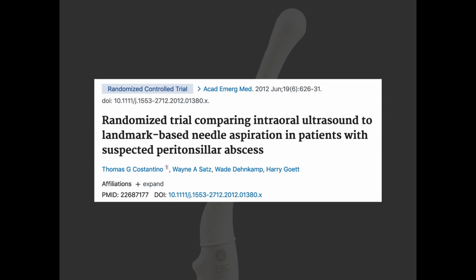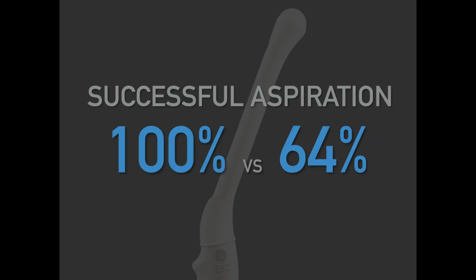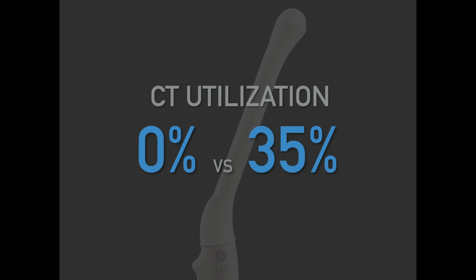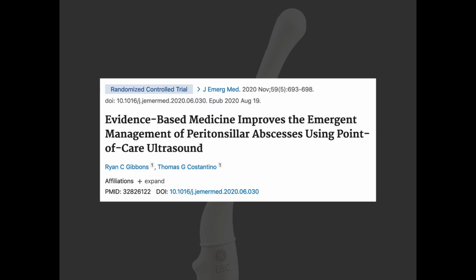And there's been a couple of studies comparing that old traditional way, where, hey, it looks like a peritonsillar abscess, I'm just going to stick them, versus, hey, I'm going to use ultrasound. What they found was your aspiration success with ultrasound was 100% in one study, and with landmark-based it was only 64%. ENT consult rate was lower with ultrasound than with landmark-based. Your CT utilization was less with ultrasound than with landmark-based.